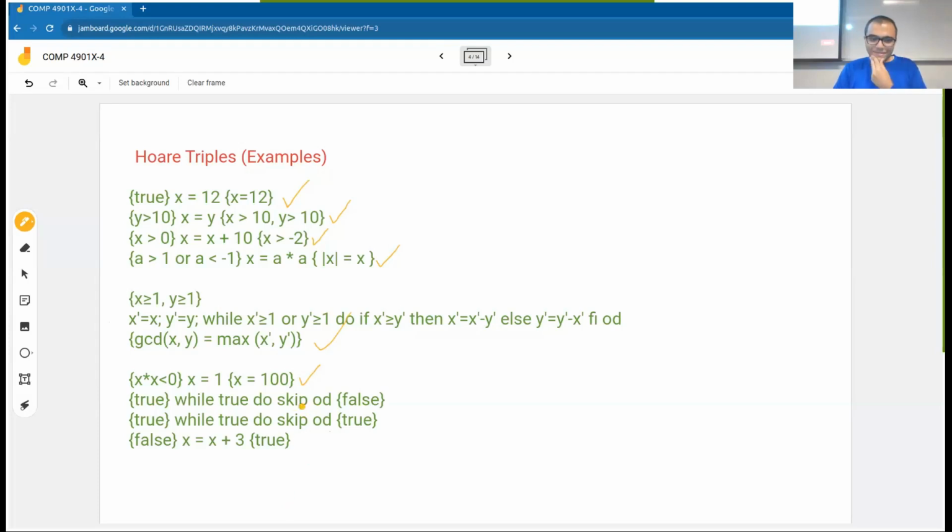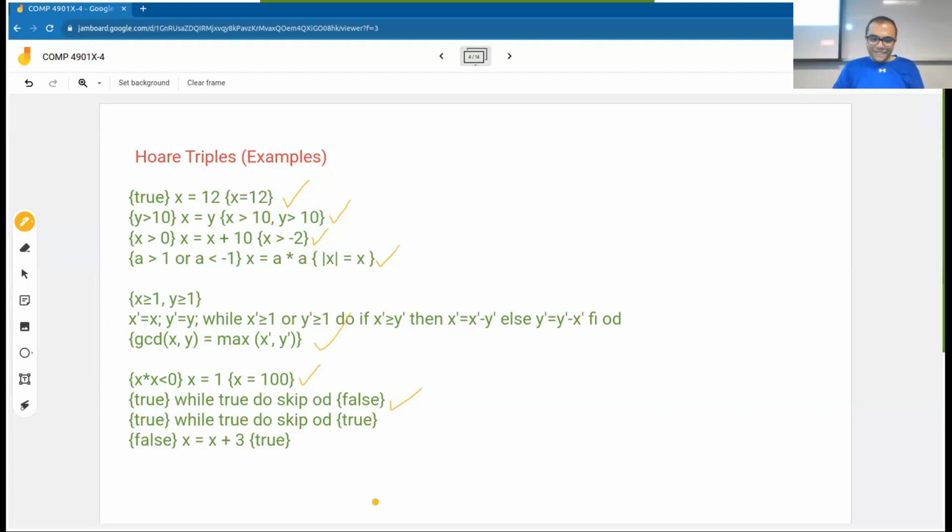How about this one? True. Again. No. Why not? Because it doesn't terminate. This program doesn't terminate at all. So what does the Hoare triple say? The Hoare triple says that whenever the precondition holds and I run the program and the program terminates, then the postcondition will hold. But this program never terminates, so I don't care what the postcondition is. This Hoare triple is valid.